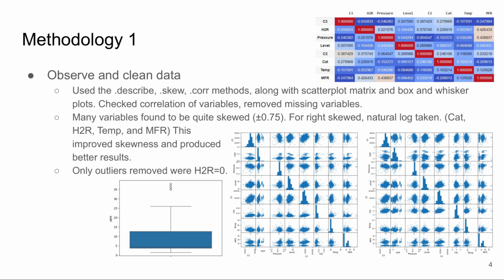The only outliers we removed, though, in this methodology were any where that hydrogen ratio, H2R is the variable name that we're using, where that was 0, because when taking the natural log, of course, we cannot take the natural log of 0. This only removed approximately 15 entries, so it wasn't significant in reducing the total data. And so you can see the MFR box and whisker plot, and you can see that there do exist some outliers that were left in for this methodology.